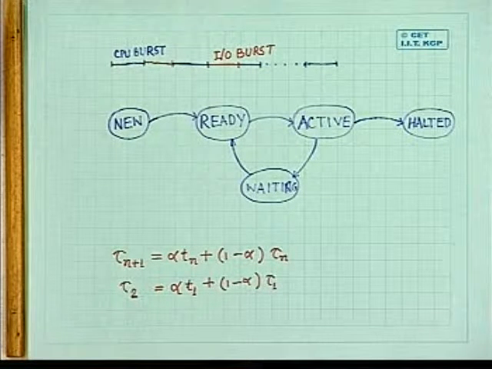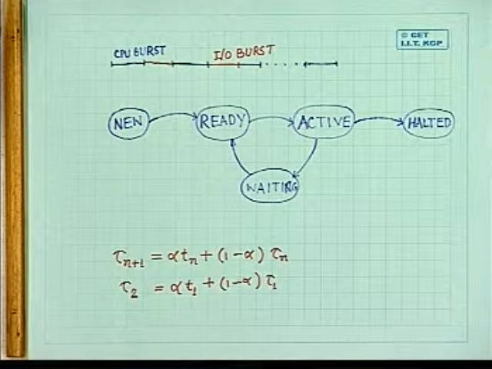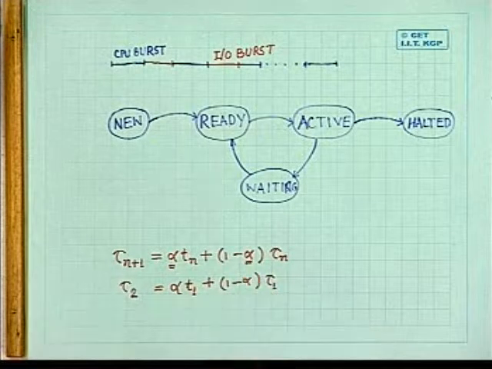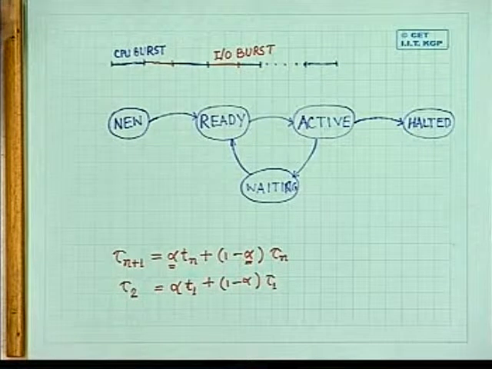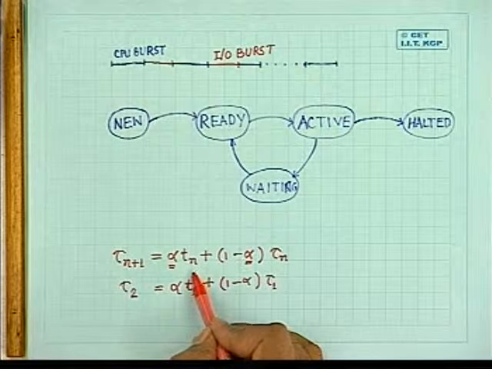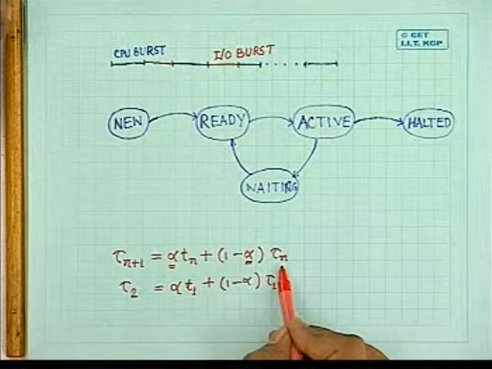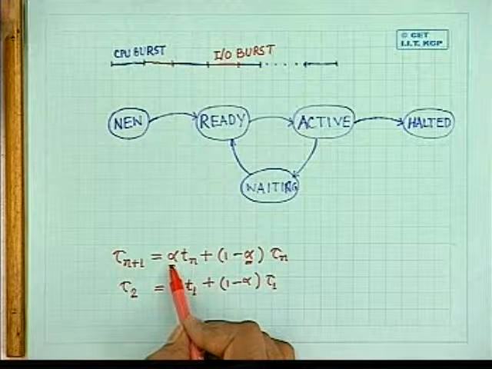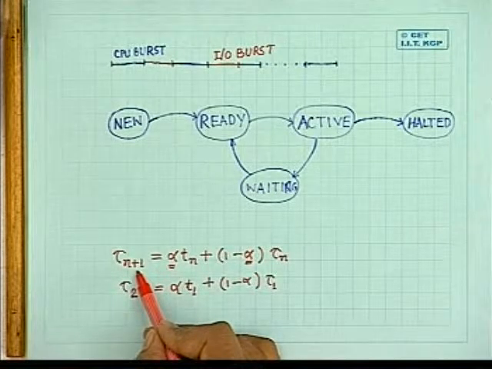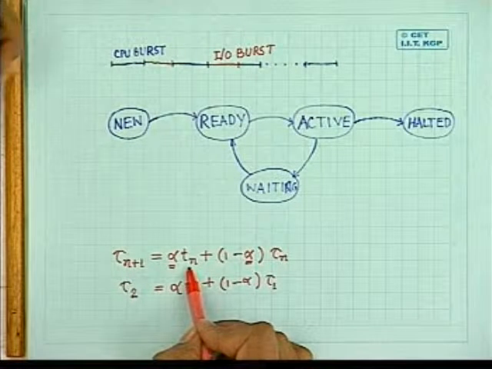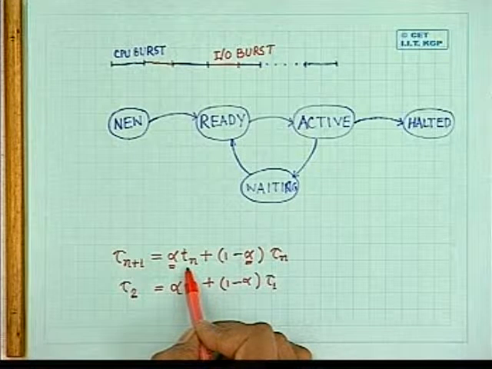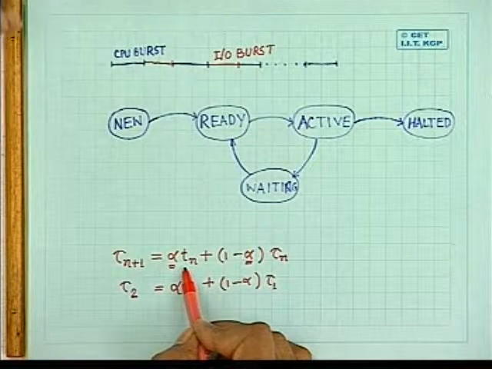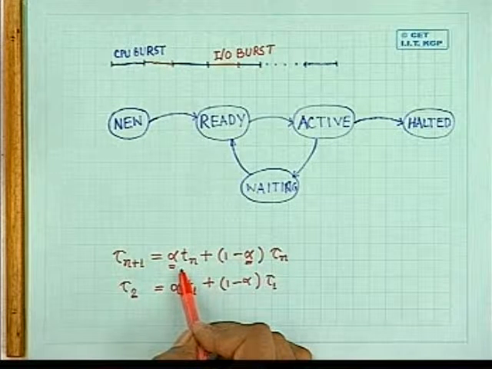Now, find that this parameter alpha tells you how much weightage you want to give on the immediate past and how much weightage you want to give on the past history of the job. So, if alpha equal to 1, then always your predicted next CPU burst time is same as the immediate past CPU burst time. So, if my previous CPU burst time was say 4 milliseconds, I assume that the next CPU burst time will also be 4 milliseconds.